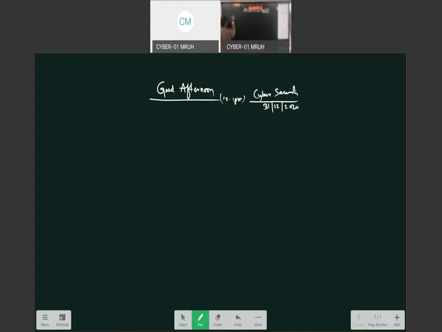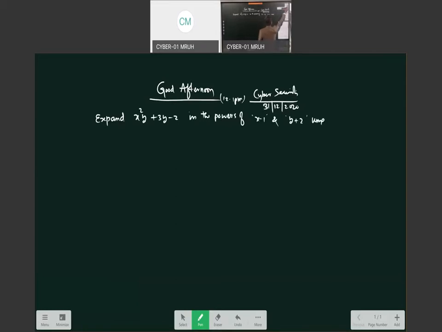So the problem is: expand the function x square y plus 3y minus 2 in the powers of x minus 1 and y plus 2 using Taylor's theorem.